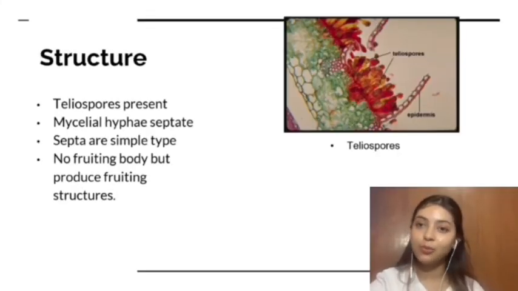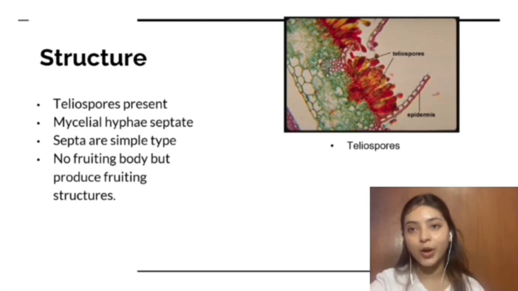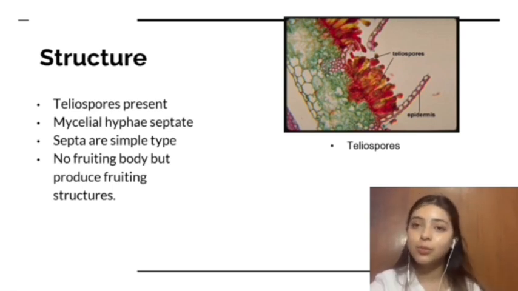Structure of Teleomycetes. Number 1. As we know now, Teleomycetes produce teleospores instead of basidiospores. Number 2. The septa of the species are very simple. Number 3. The mycelial hyphae are septate. Number 4. These species do not produce any fruiting body, but they do produce fruiting structures. Moving on to the next slide.